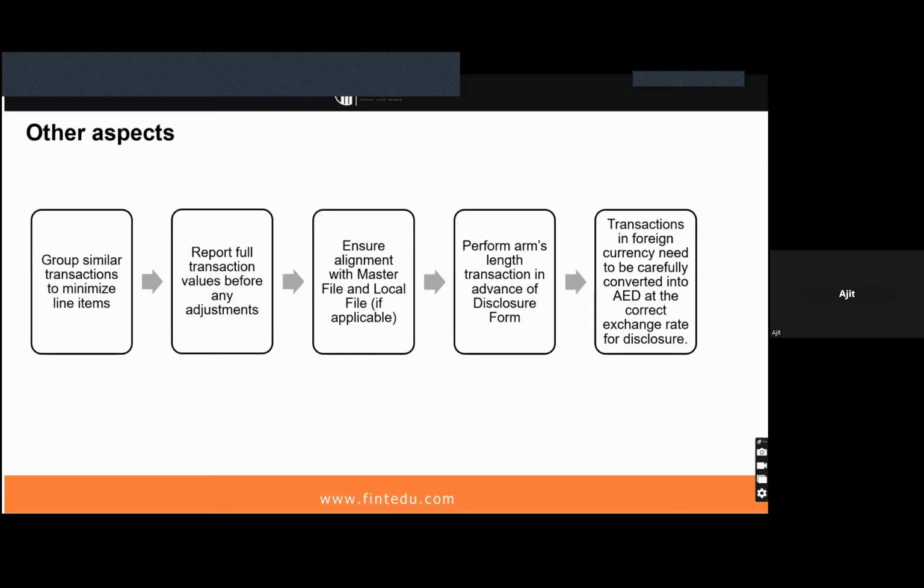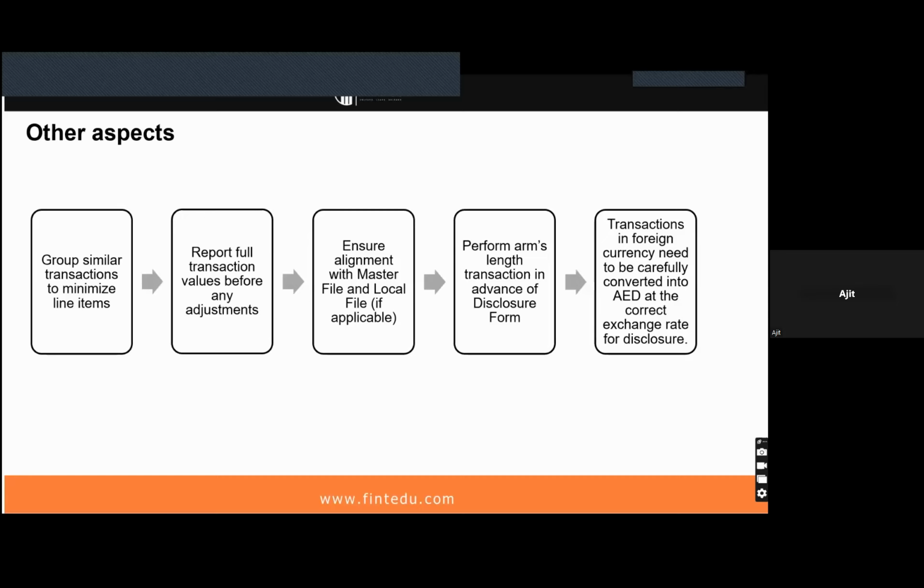Ensure alignment with the master file and local file. This is very, very important, and in terms of the method also. And I'll give you one interesting example. I have seen a number of disclosure forms, particularly in this region, where your policy in the agreement is cost plus a 10% markup, and your disclosure form says cost plus method. Your pricing is different. Your TP method is different.